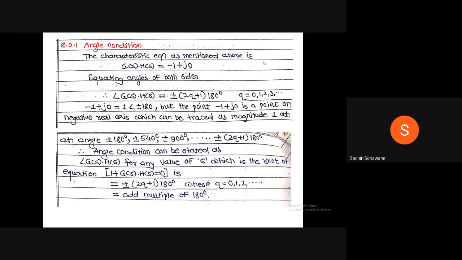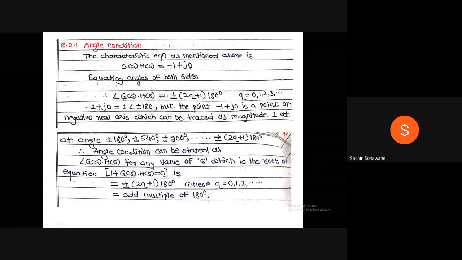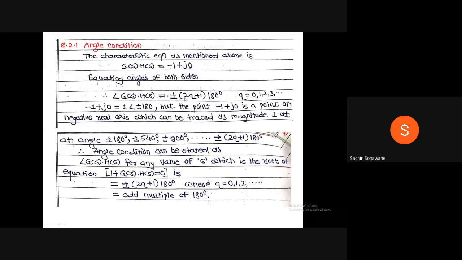Therefore, angle condition can be stated as angle of G(S)H(S) for any value of S which is the root of equation 1 plus G(S)H(S) = 0, which is equal to plus minus (2q + 1) into 180 degree, where q is equal to 0, 1, 2, 3, and so on, which is equal to odd multiple of 180 degree. Always remember, if we have to find out the angle, we have to use this condition, that is angle of G(S)H(S) is equal to plus minus (2q + 1) into 180 degree.